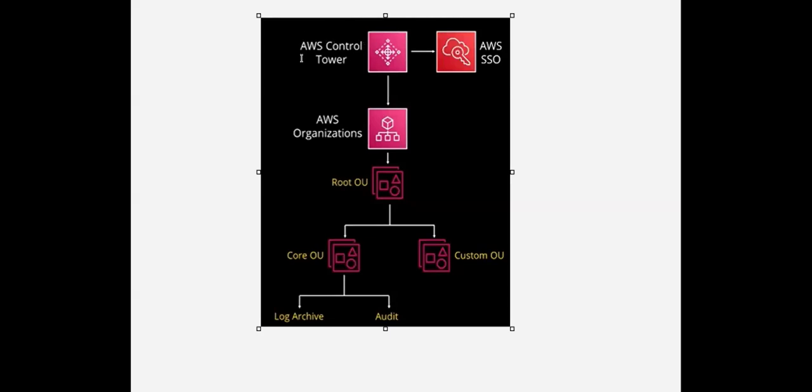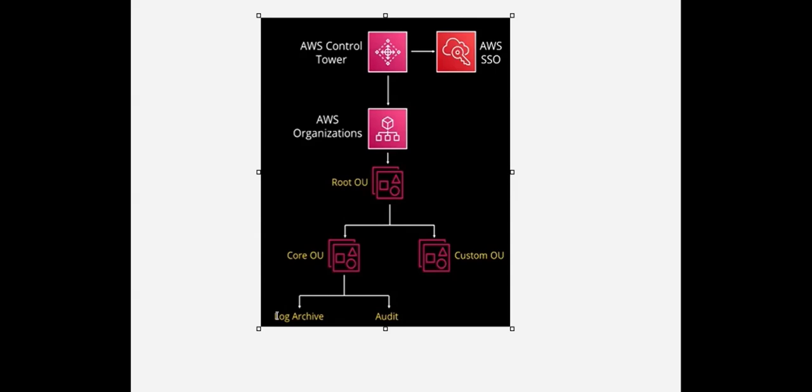So what is this AWS Control Tower, why do we use it, and what are we able to do with this? Everything will be explained using this figure. You can use AWS Control Tower for creating multiple AWS accounts and for managing your AWS root account. Let's say you can create multiple root organizational units, core organizational units, and custom organizational units. You can archive your logs and audit your logs as well.